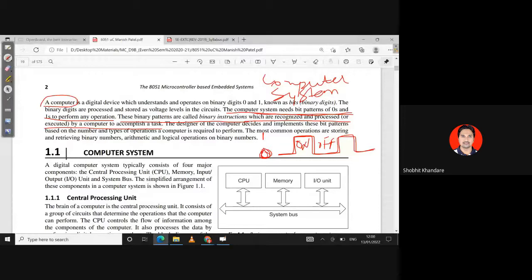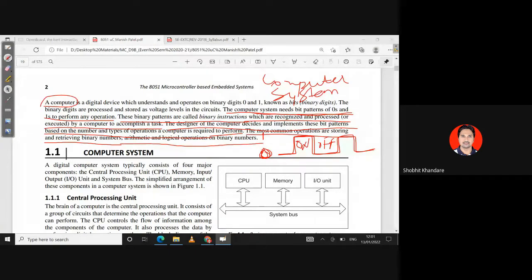Okay, so the designer of the computer decides and implements these bit patterns based on the number and types of operations a computer is required to perform. The most common operations are storing and retrieving binary numbers, arithmetic and logical operations on binary numbers.